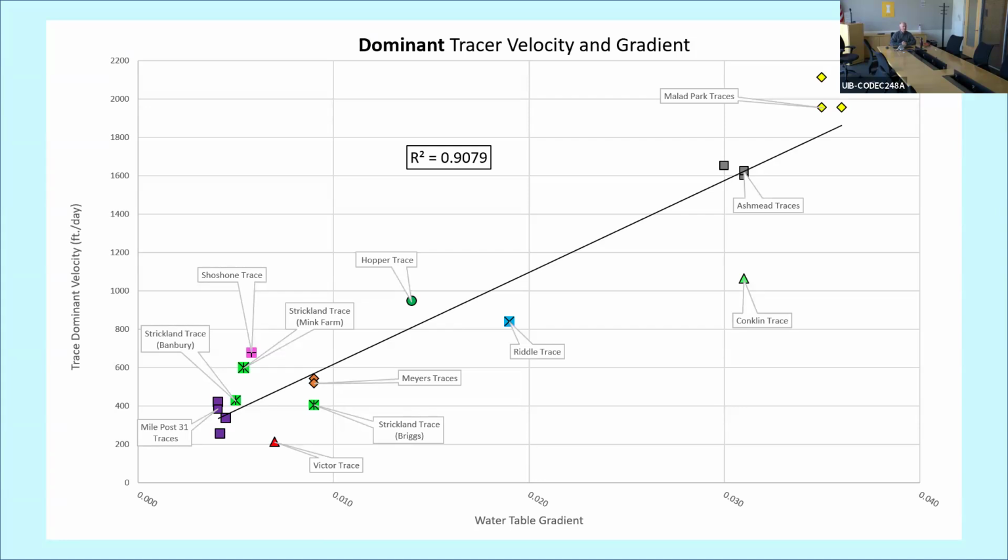And that's in the groundwater discharge areas where there are steep gradients, so near the spring areas.